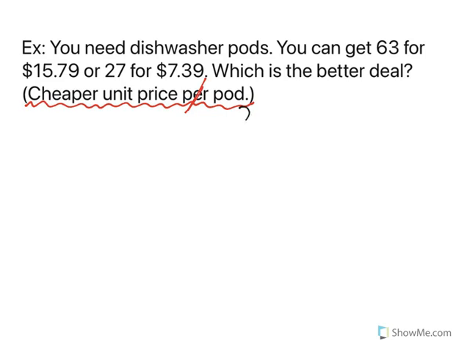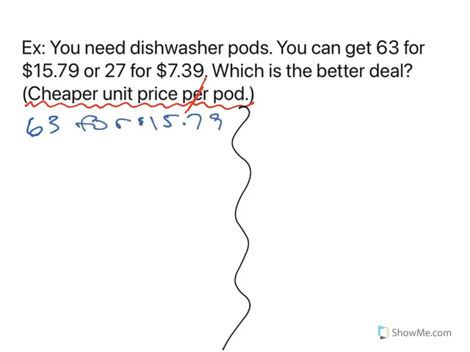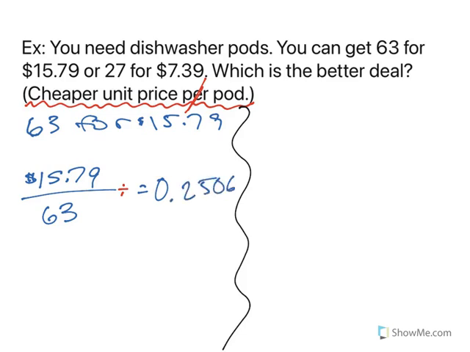So let's compare. Same idea as the laundry pods. So first we're going to talk about the 63 for $15.79. Remember, if we're talking price per pod, that means the price goes in the numerator. So we're going to divide $15.79 divided by 63, and that gives us 0.2506, or again, 25 cents per dishwasher pod.